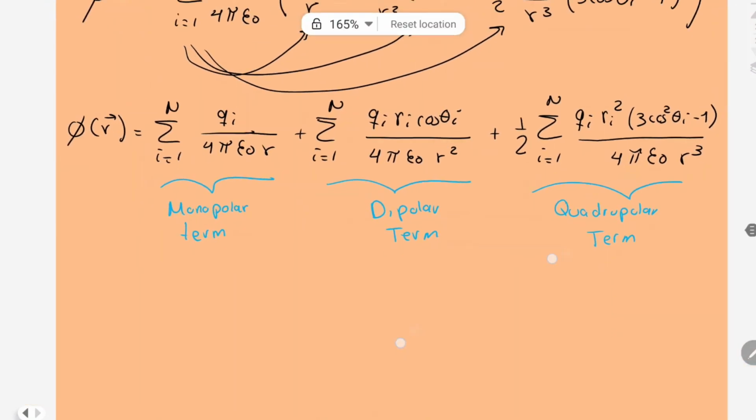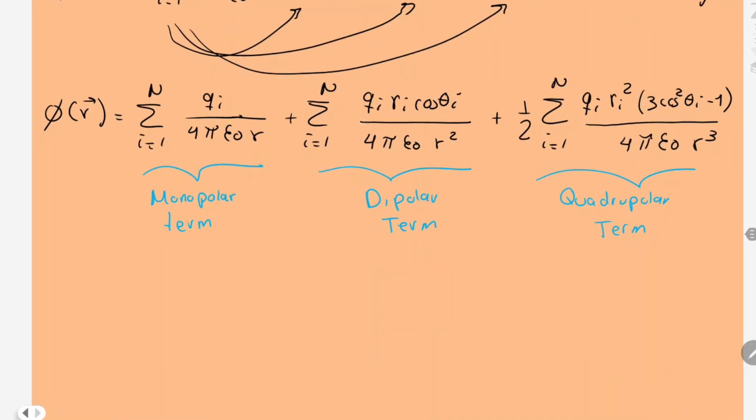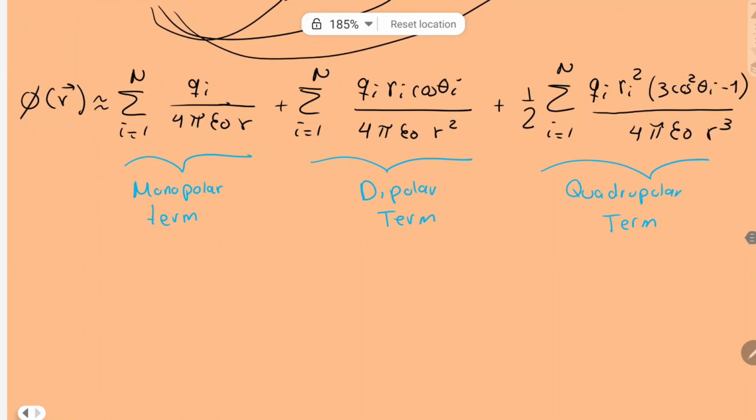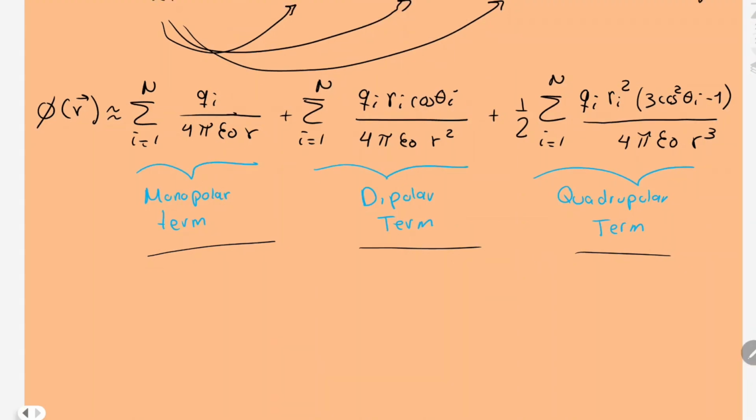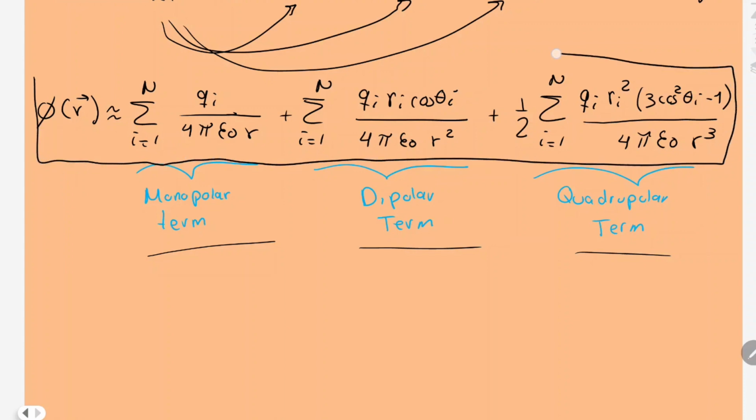So what we just found here is an approximation of the electric potential measured at a point P due to a distribution of n electric charges in space. If we make an approximation up to the second power of the Taylor series expansion, we get three terms that are going to be very important: the monopolar, the dipolar, and the quadrupolar term. And this will be the final result of the video.